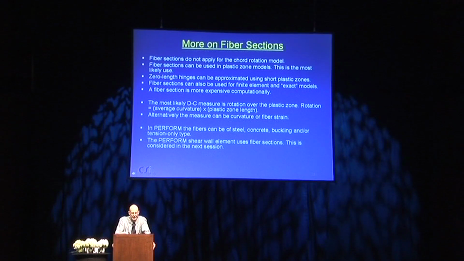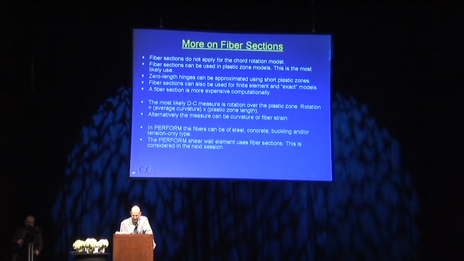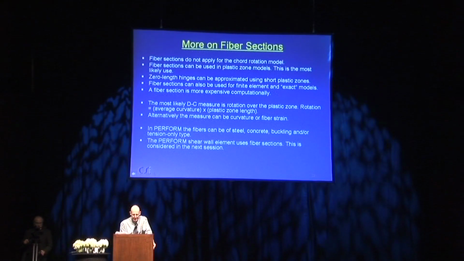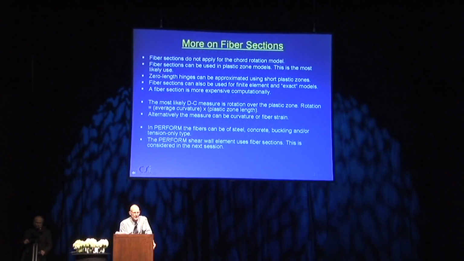If you have a zero-length hinge, you can approximate it using a very short plastic zone. Now, typically, I think you would use a plastic zone about 1/2 the depth of the beam, but I will show later on an example where you have a fracturing connection, a pre-Northridge type connection. And that's kind of like a hinge, but you can model it as just being a very short plastic zone. You can use fiber sections for finite element exact models also. It's rather more expensive computationally than a hinge model, and so you'd only use it if you really felt it was necessary.